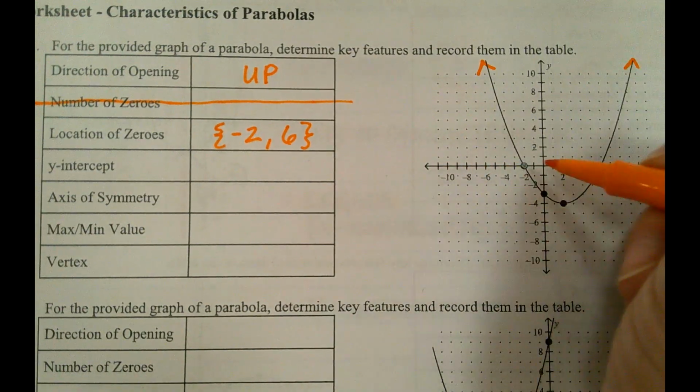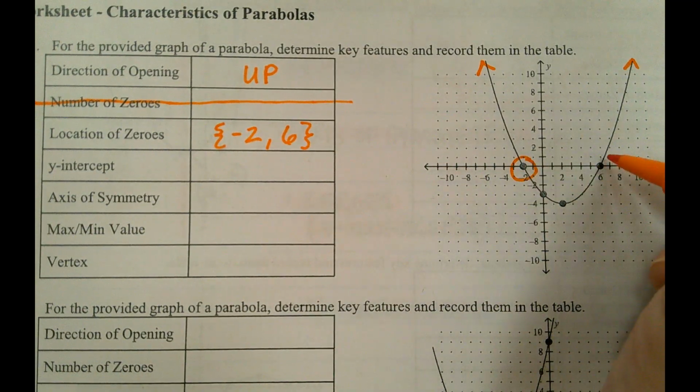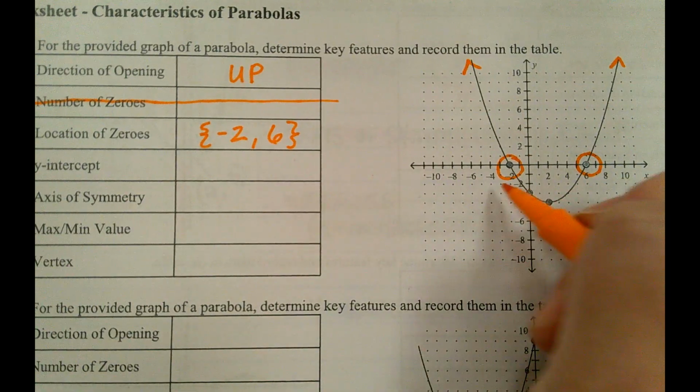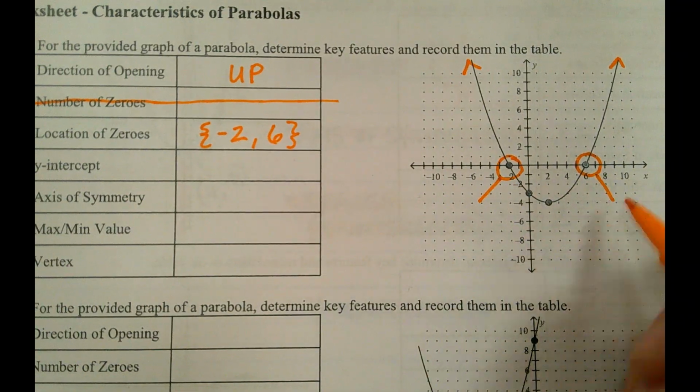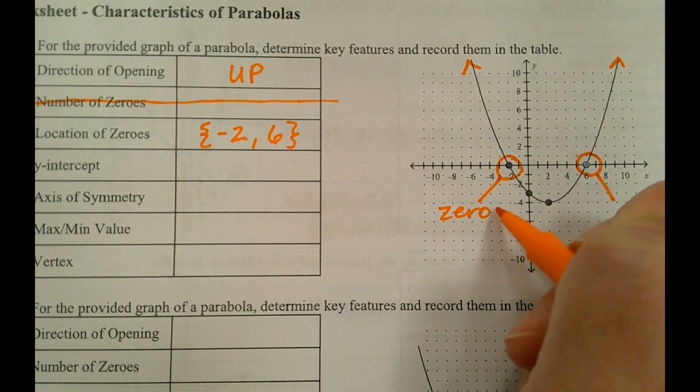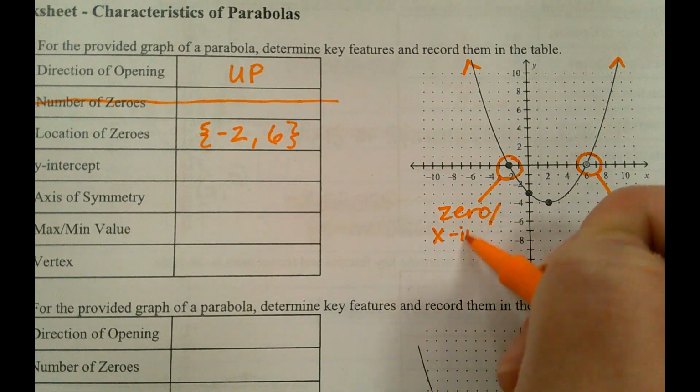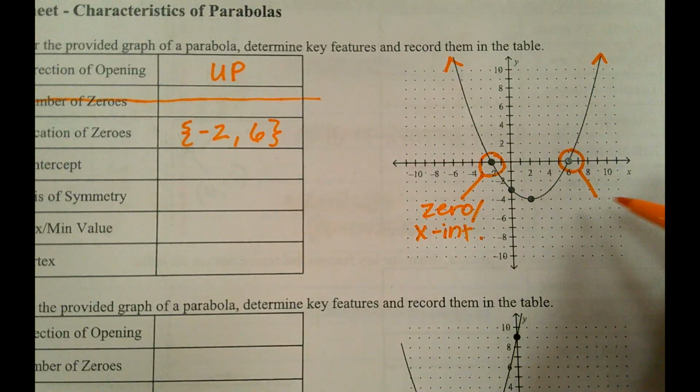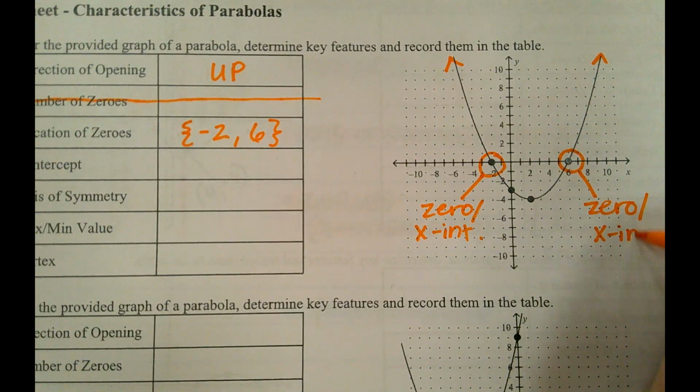Okay, so what I'll do is I'll label on my graph as well. I'll circle those and just say 0 for x-intercept.